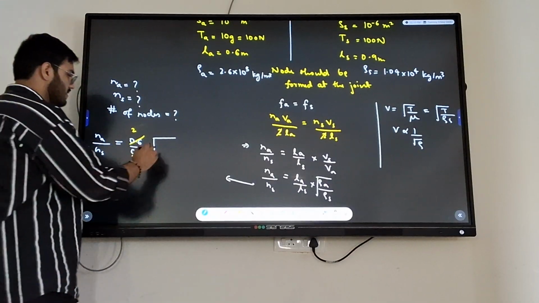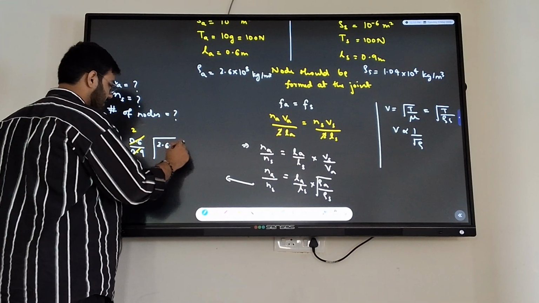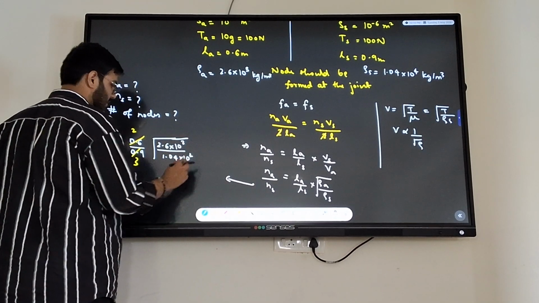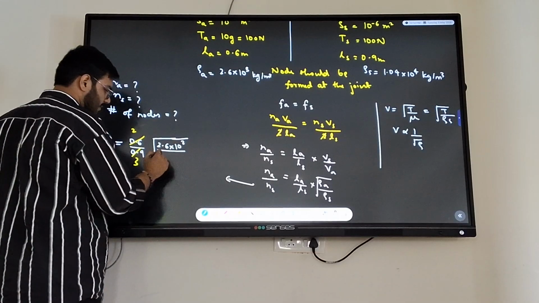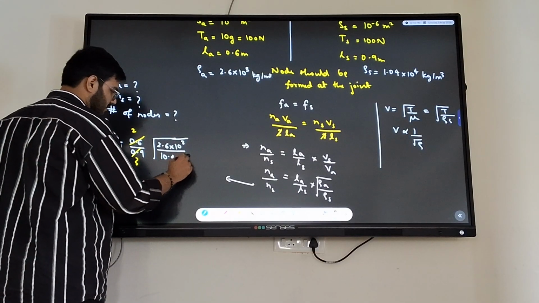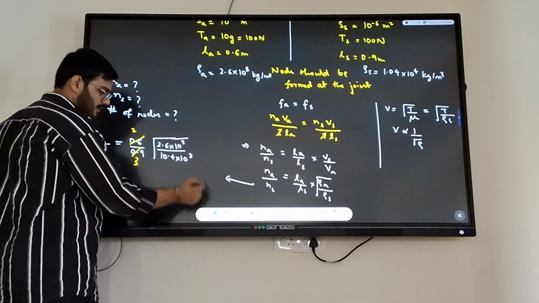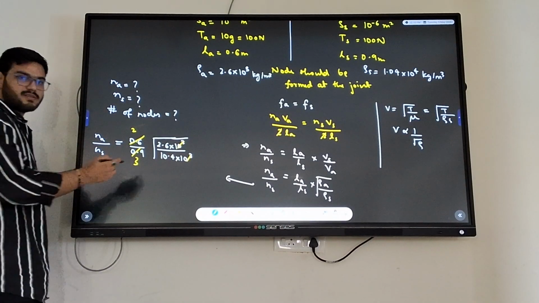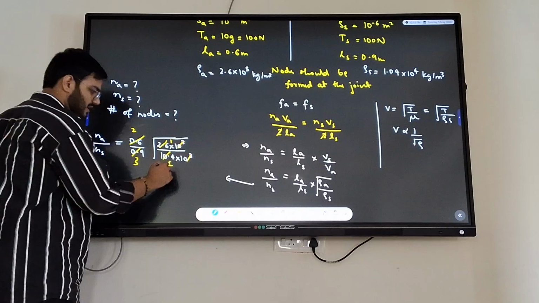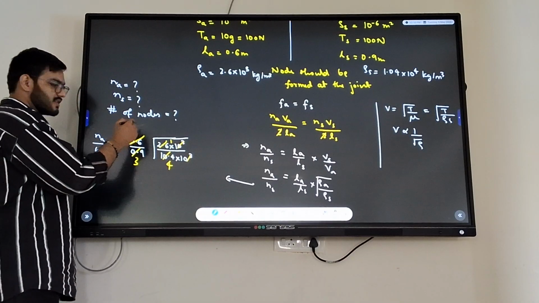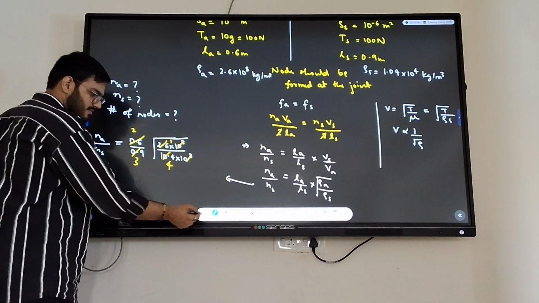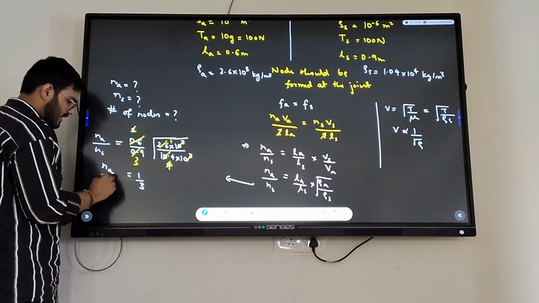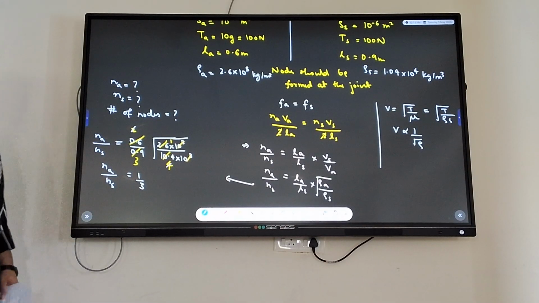Rho A is how much? 2.6 into 10 to the power 3 divided by 1.04 into 10 to the power 4. So can I write it like 10.4 into 10 to the power 3? Is that okay? And then power 3 goes. Is this a multiple of this? 4 times. 2 ones are 2, 2 fours are 8, and then you take the root. Then this 2 goes away. Then what do you get? 1 by 3. Na by Ns, this ratio is coming out to be 1 by 3.